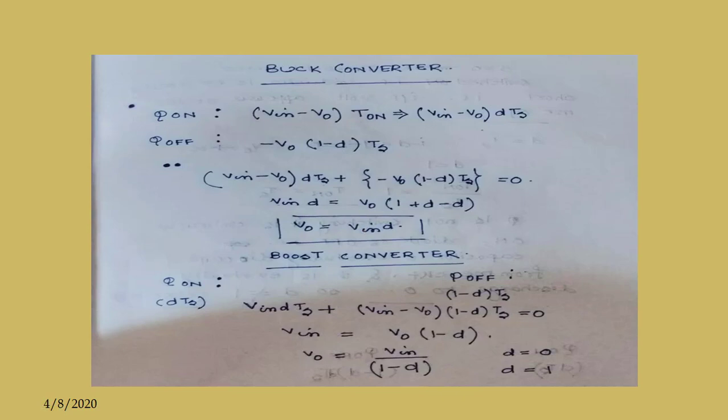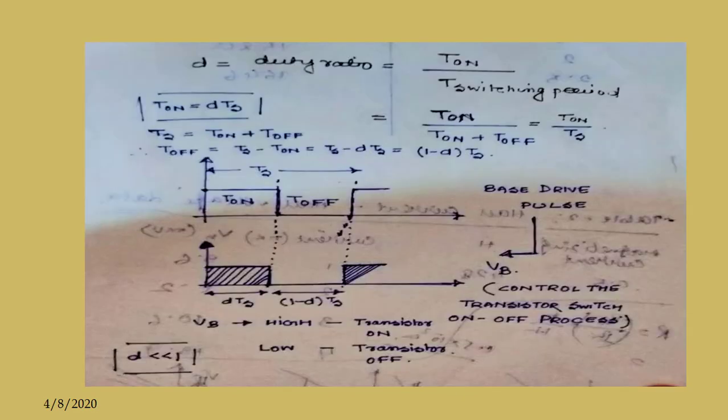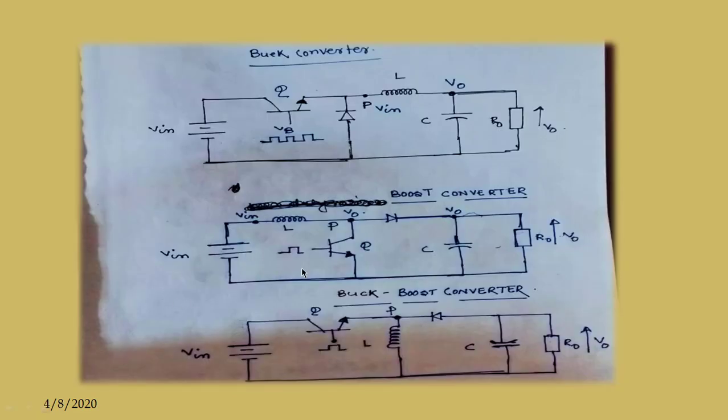Now we will consider the boost converter. If we see the circuit, we again apply the base drive pulse to this transistor BJT. When the pulse is high, the BJT will conduct, and when it is low, the BJT is off. When it conducts, in mode 1, the inductor is charging in that direction, it is shorted, and the current returns to the negative.